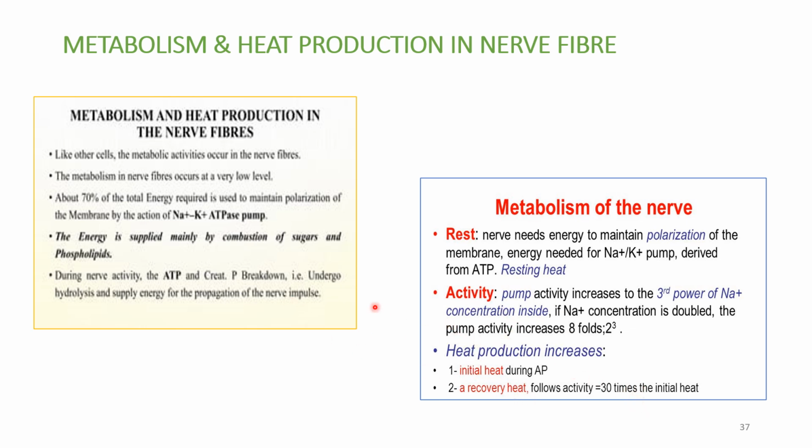This total energy is supplied by combustion of sugars and phospholipids. Okay, so ATP is derived from combustion of sugars and phospholipids. During nerve activity, the ATP and creatine phosphate will also be broken down, that is, they will undergo hydrolysis and supply energy for the propagation of the nerve impulse. So this ATP and creatine phosphate come from sugars and phospholipids. And these are the heats produced in the metabolism of the nerve: resting heat, and during activity, initial heat and recovery or delayed heat.